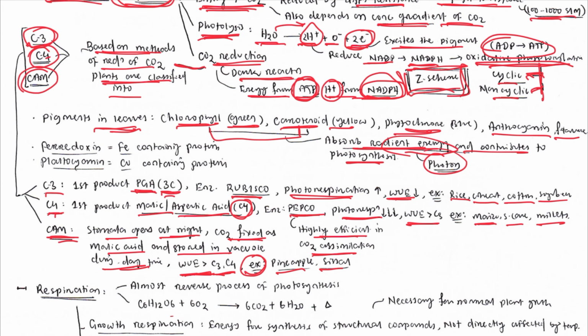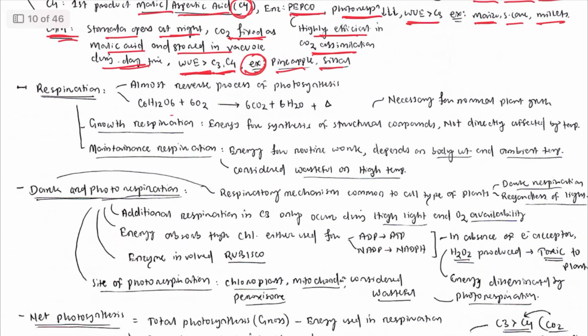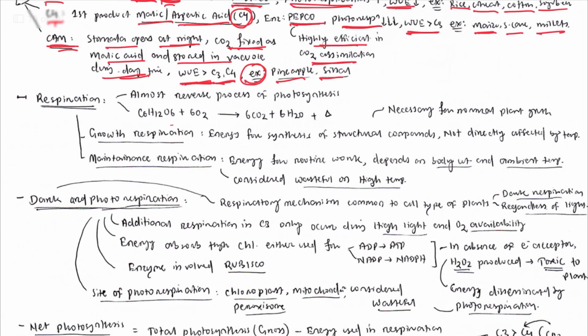Now in the Z scheme there are different proteins involved, like ferredoxin and plastocyanin. Ferredoxin is an iron containing protein and plastocyanin is a copper containing protein. Sometimes questions are asked on this. Now that is a brief idea about photosynthesis.